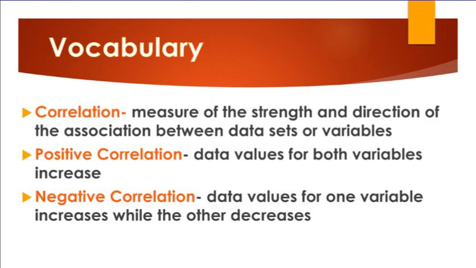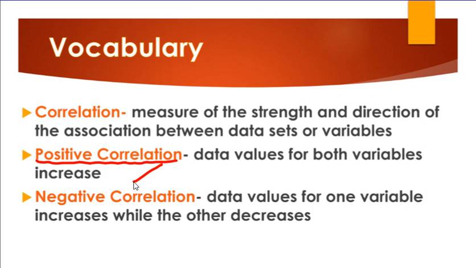Next part, looking at some correlation and how you describe the trend of the points. So correlation just means the measure of the strength and the direction of the association between data sets or variables. And with the correlation, you can have a positive correlation, which just means the data values for both variables increase. So it goes up from left to right. So think of a positive slope goes up from left to right. Same thing with the correlation. Positive correlation goes up from left to right.